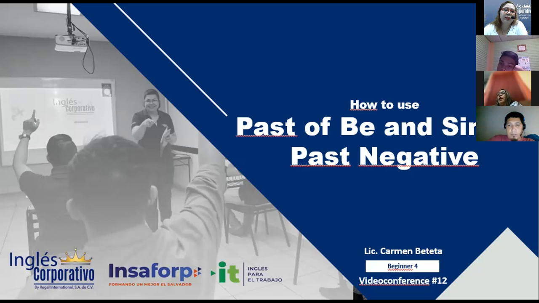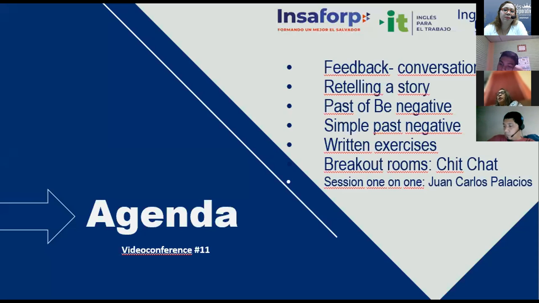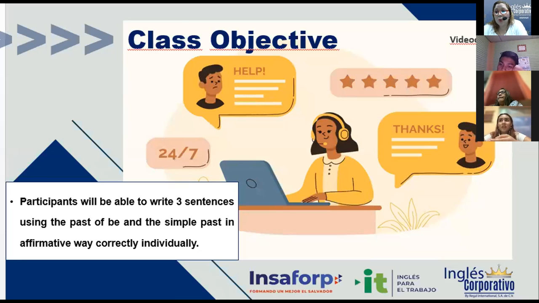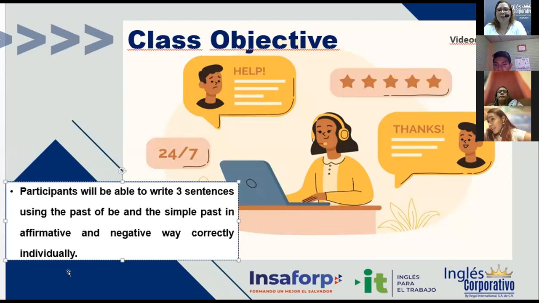Now let's go to the next page. Our goal for tonight is in the context of customer service too. Okay, and the objective is the same. We are going to write sentences using the past of be and the simple past in affirmative and negative, correctly. Okay, now let's continue here.